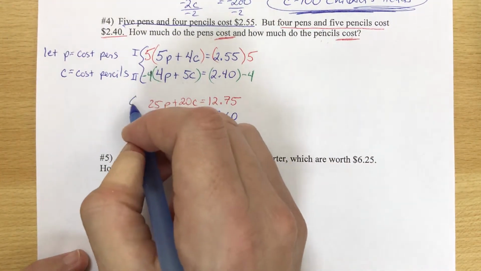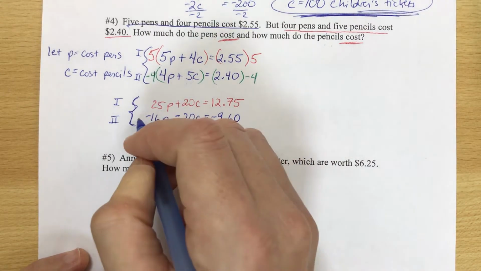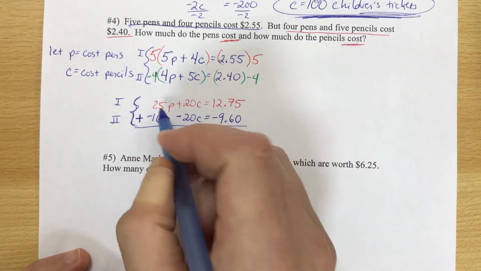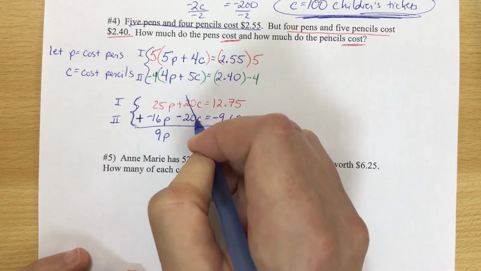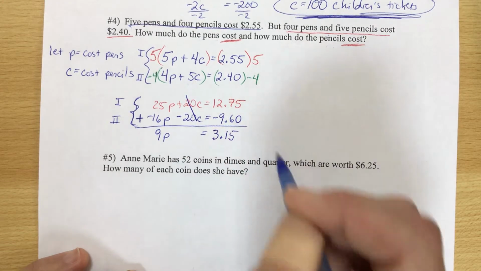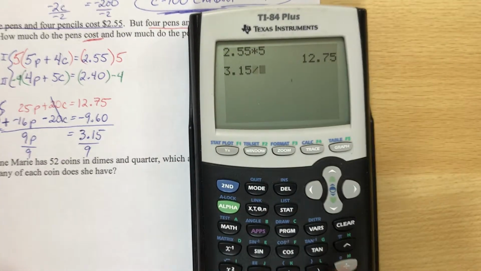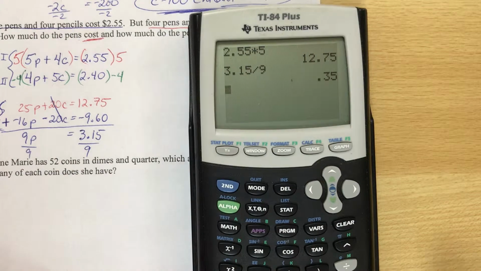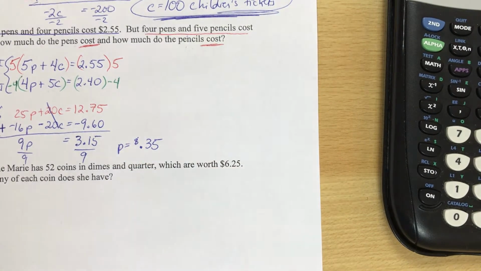All right, so here we go. Here's the system, equation 1, equation 2. Let's eliminate the c's by adding. So I put the plus sign. 25 plus negative 16, we get 9p equals 1275 minus 960, which is 315. Now we can solve that. We divide by 9. So $3.15 divided by 9 is 35 cents, 0.35. So P equals $0.35.